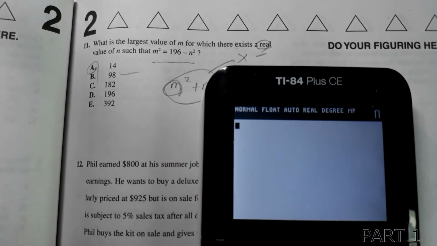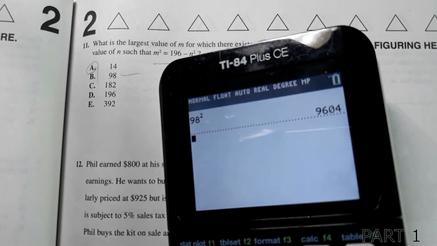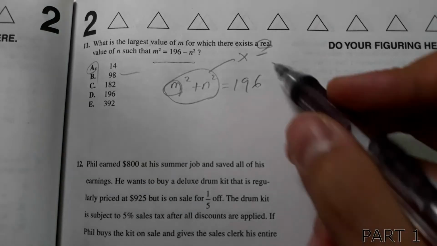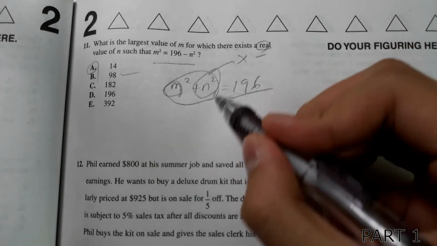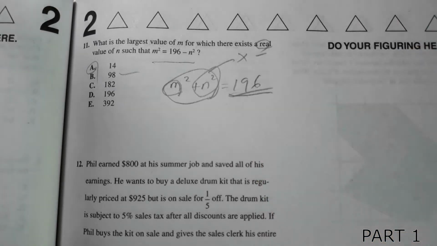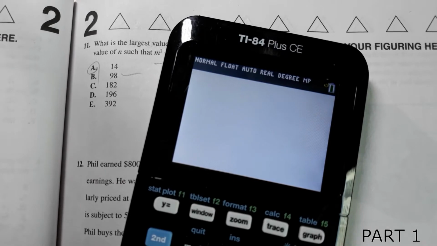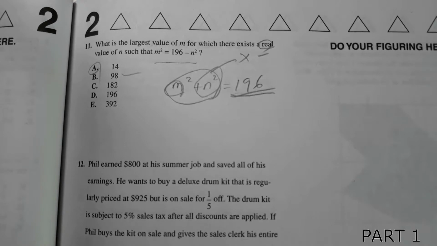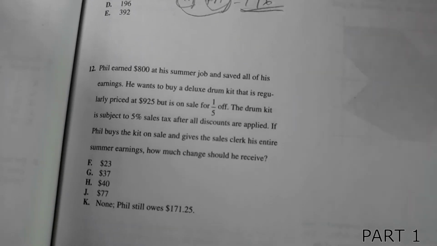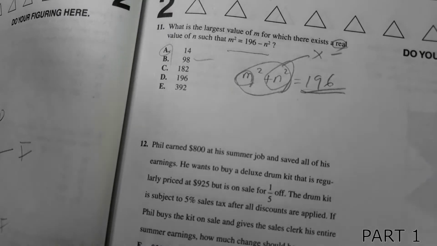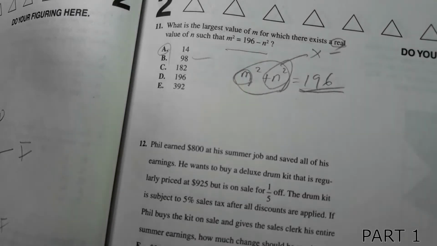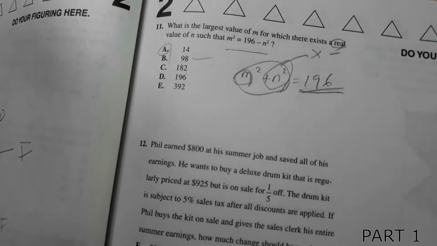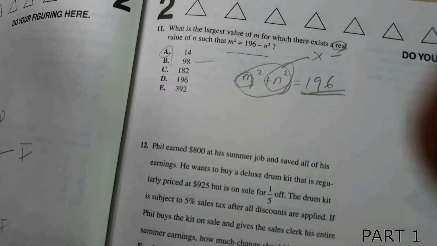98 squared is 9,604, and that doesn't make sense because m squared cannot be negative to equal 196. So the answer would be 14, because 14 squared is 196, and n might be 0. Okay, so let me just check if that's the right answer. Yeah, that is the right answer.